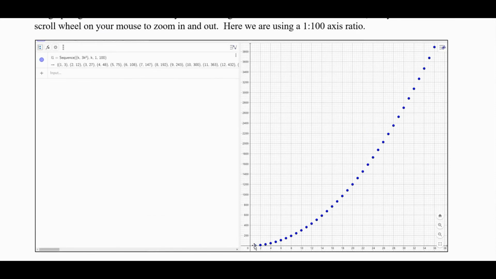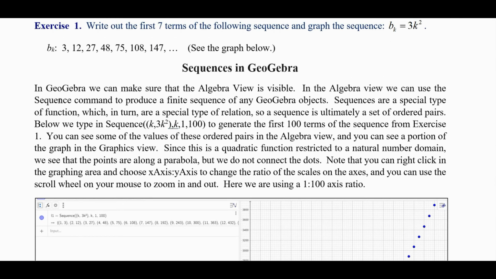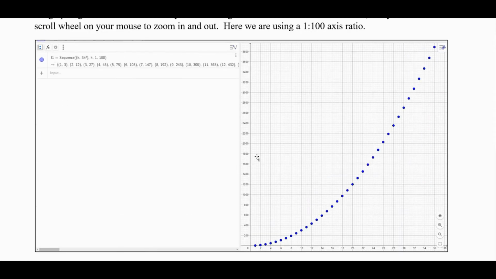This is the first one here at whatever it was, 1, 3. Then it goes to 2, 12, 3, 27, and so forth. We do not connect the dots, right? They're all isolated points. There is a first one here on the lower left, and there's nothing to the left or below that, but they do go up and to the right forever.